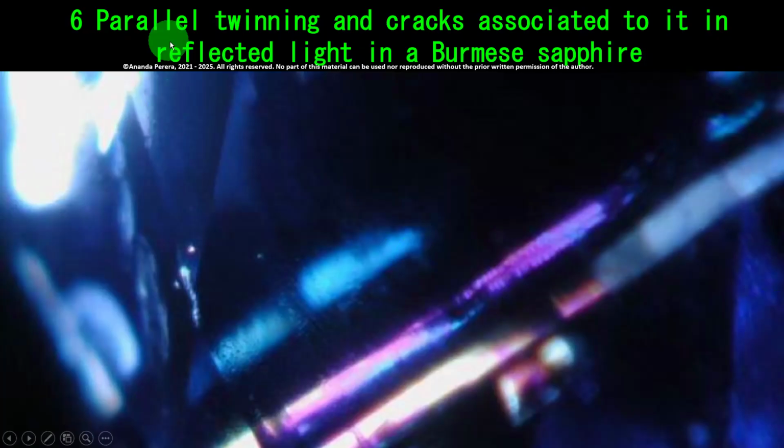What's this here? Parallel twinning and cracks associated to it in reflected light. The lighting condition is reflected light in a Burmese sapphire. See and try to understand. Parallel twinning is there. Twinning. Parallel twinning is there.